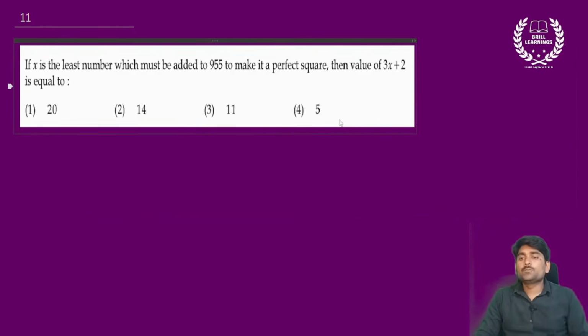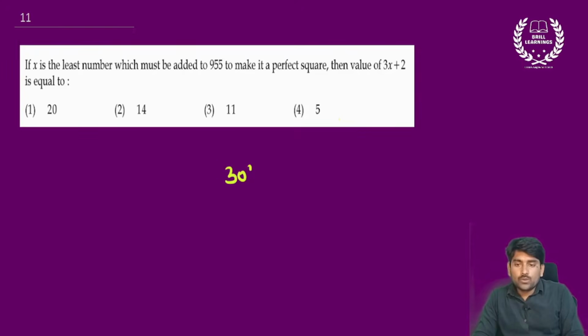Let's get started. If x is the least number which must be added to 955 to make it a perfect square, then we need to find the value of 3x plus 2 here. First find the square values which are near to 955. 30 square is 900, which is near to 955. Now calculate the value of 31 square.